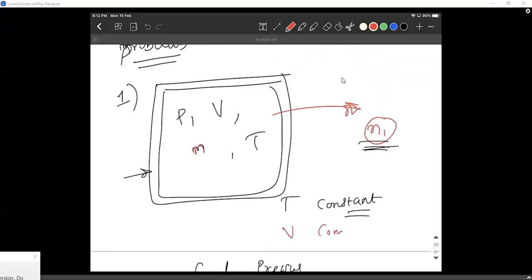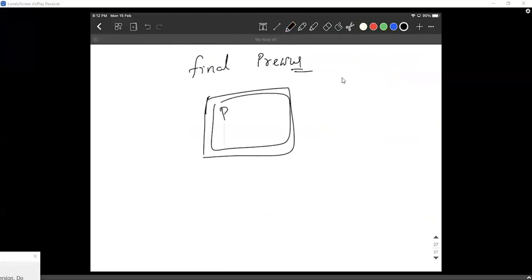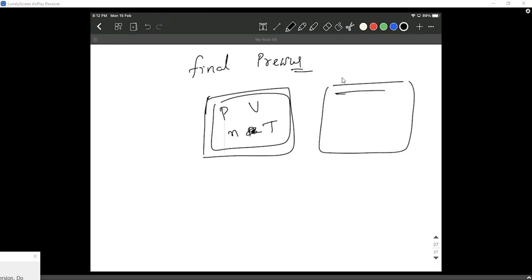Why is the volume constant? Because it's the same container. As long as it's the same container, the volume is constant. The temperature is constant, and the number of moles has decreased. So initially the container has P, V, n, T.